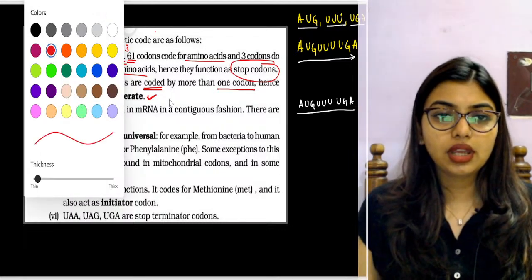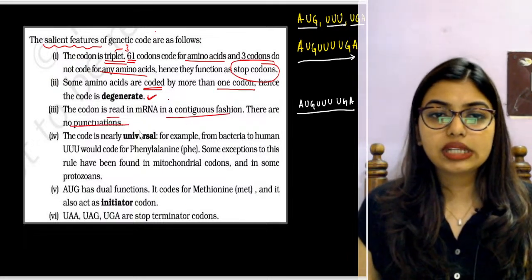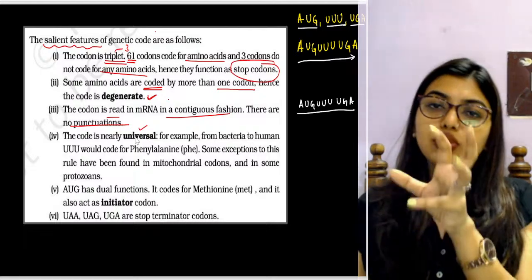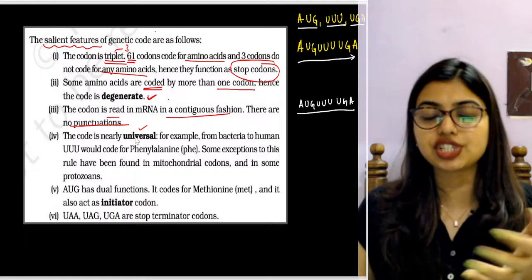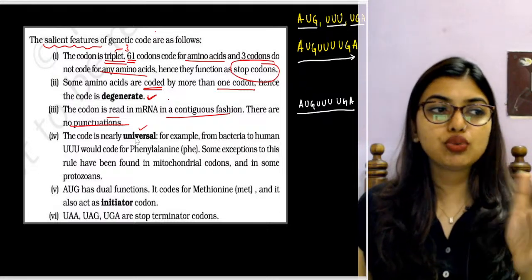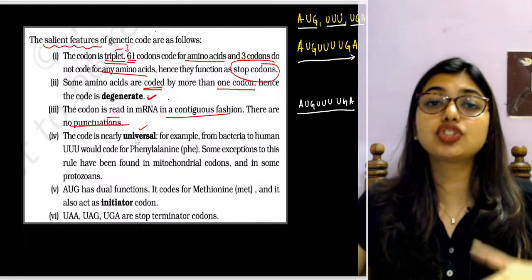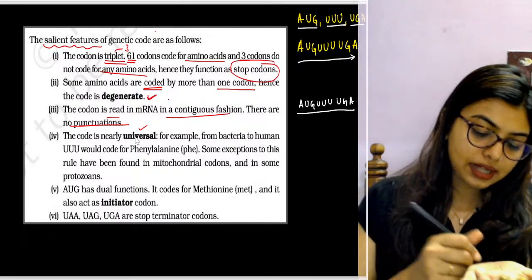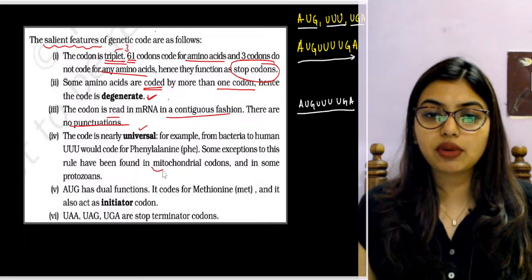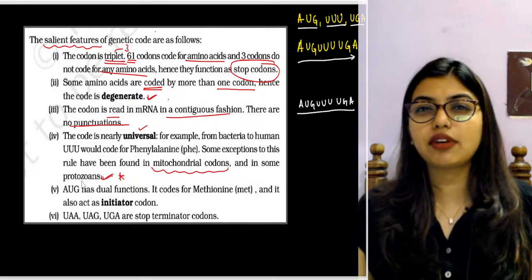Now look here. The codon is read in a continuous manner. There are no punctuations. The code is nearly universal. For example, from bacteria to human, UUU will code for phenylalanine only. It is not going to change. Be it the smallest organism or the most complex organism, it is going to code for phenylalanine only. So it is universal for every organism. From ant to elephant, same thing is going to happen. Some exceptions to this rule have been found in mitochondrial codons in some protozoans.